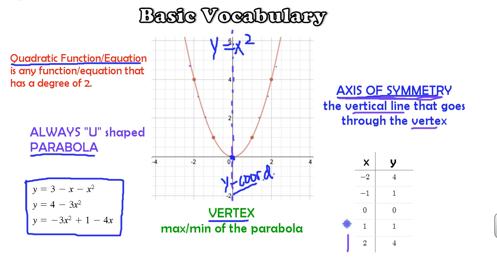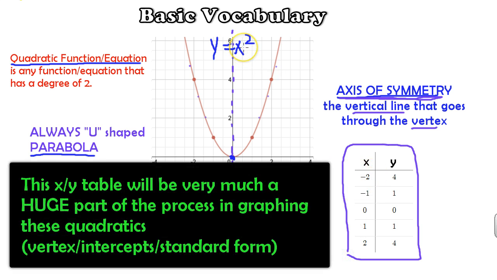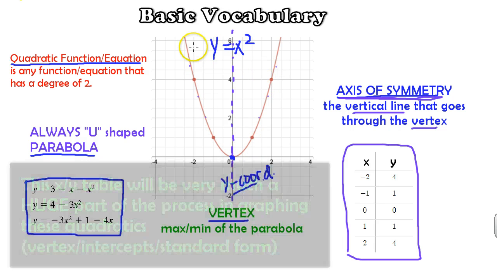By the way, this thing down here to the right, if you're wondering, it's just the XY table that came about from me plugging in x's to this particular y equals x squared equation. That's how the ordered pairs came about and where you're seeing these dots over here come from. So there's your basic vocabulary.